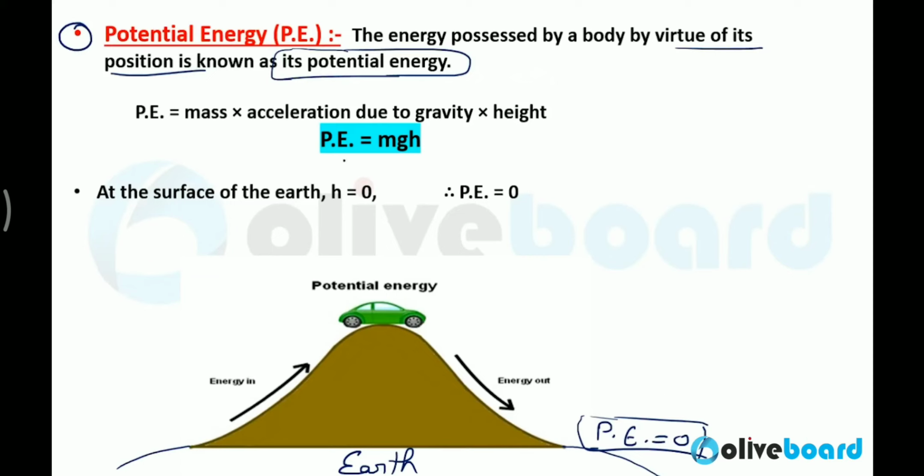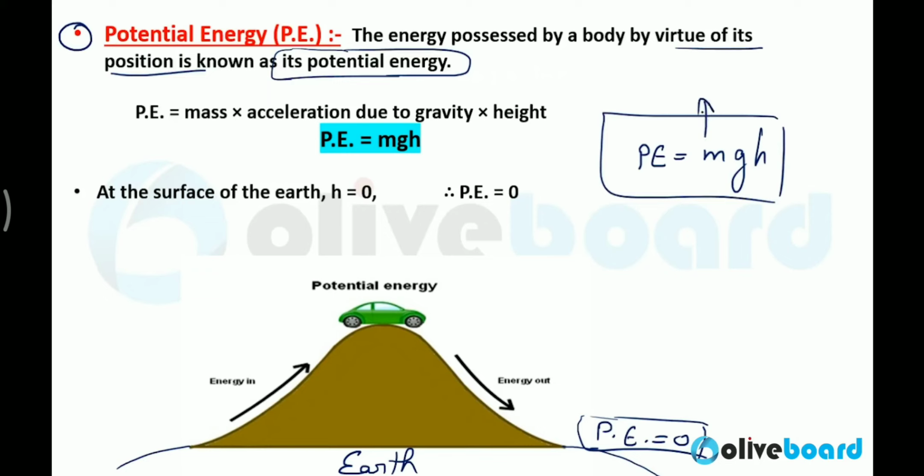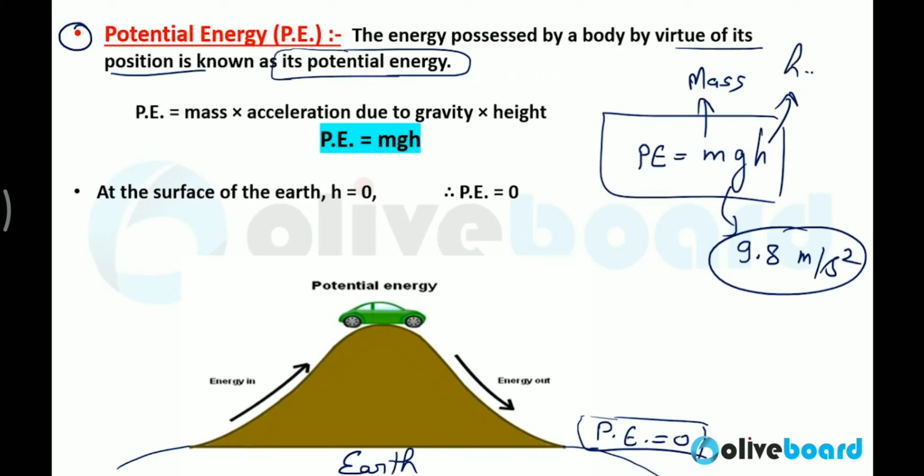So what is the formula for potential energy? The formula is mgh, where m is the mass of the object, g is acceleration due to gravity, which is fixed on the earth's surface, that is 9.8 meter per second square, and h is the height of that object from the earth's surface.